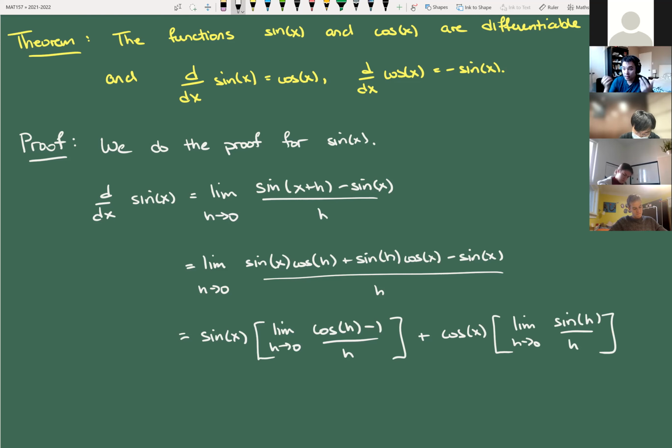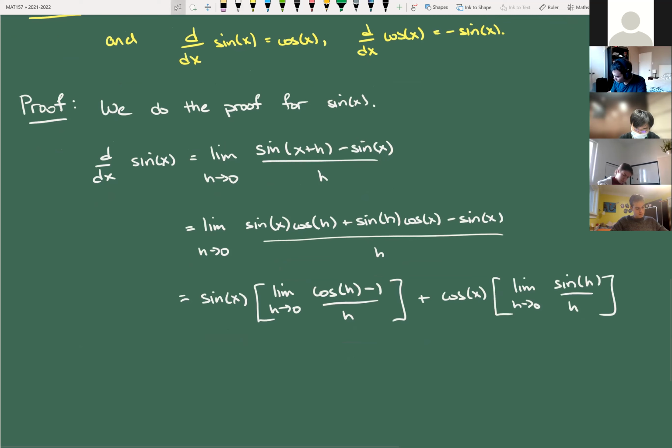And lo and behold, these are exactly the derivative of sine and the derivative of cosine at 0, which we just found, right? So we know that this first thing is equal to 0. And we know that this thing is equal to 1. So at the end of it all, I get cos x. That's defined for every real number. And so the function is differentiable and the derivative of sine is cosine, right? And we're done.